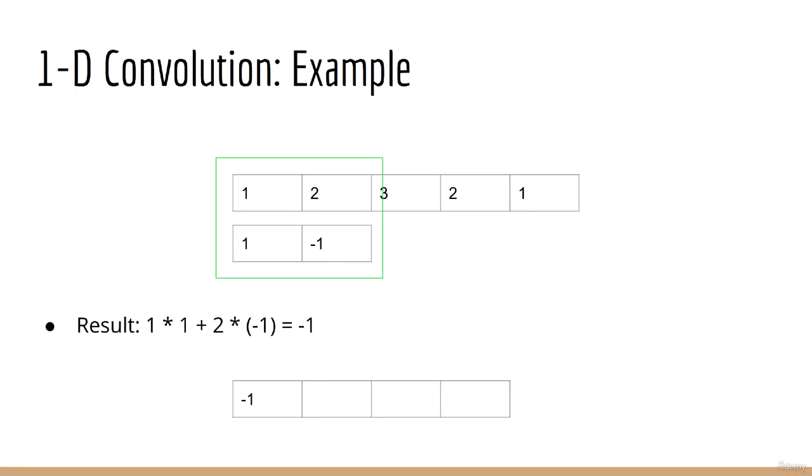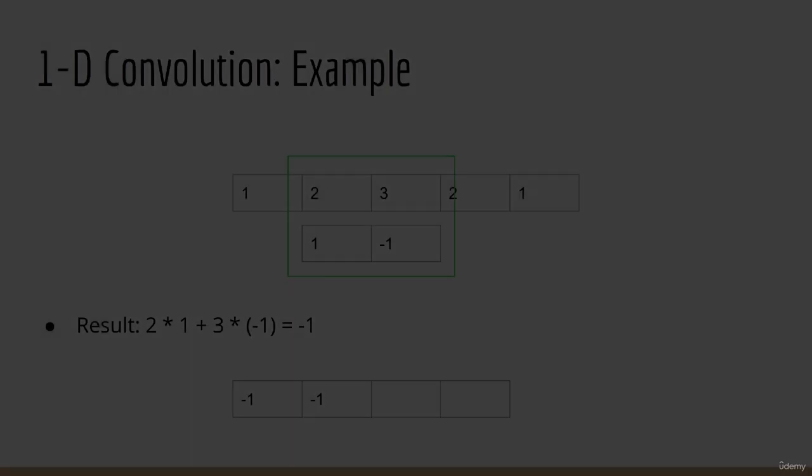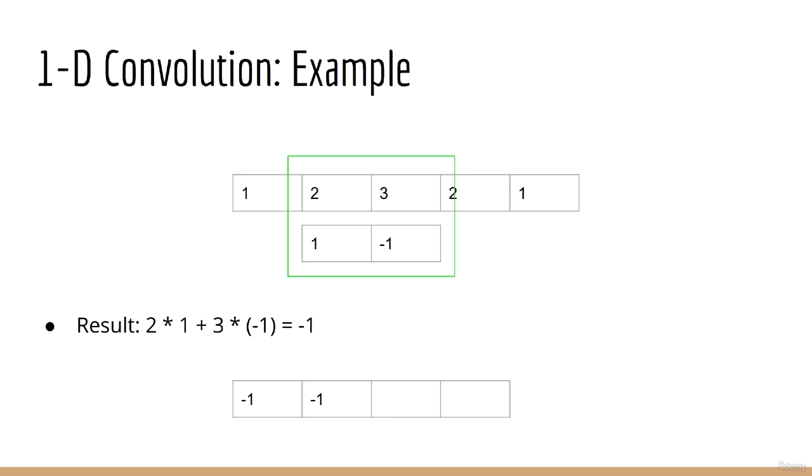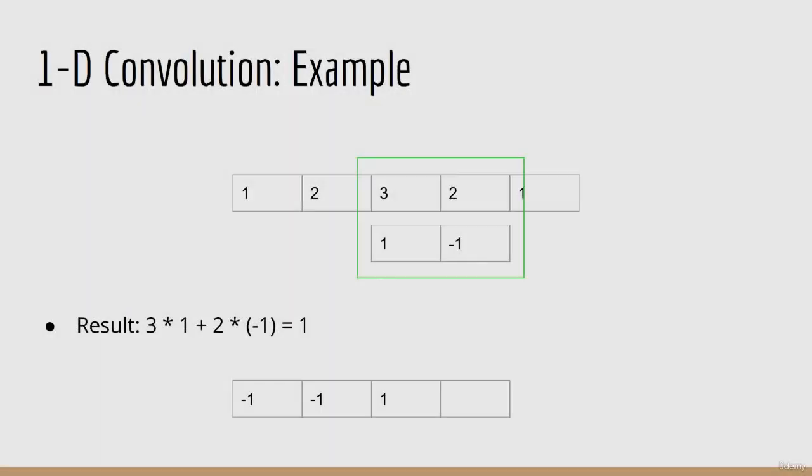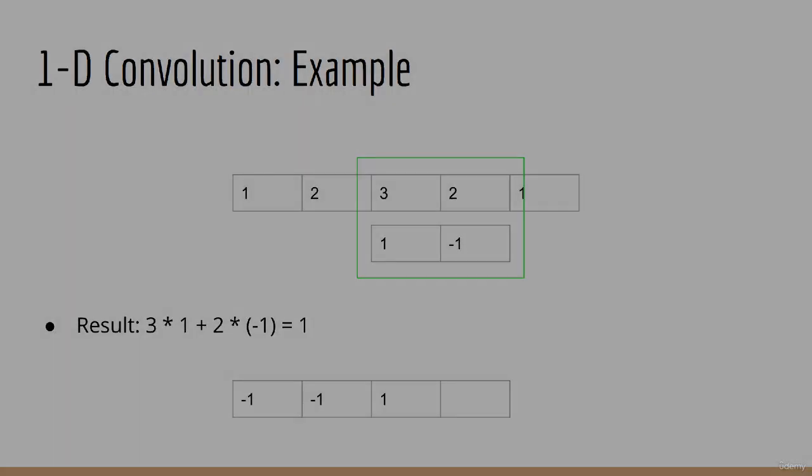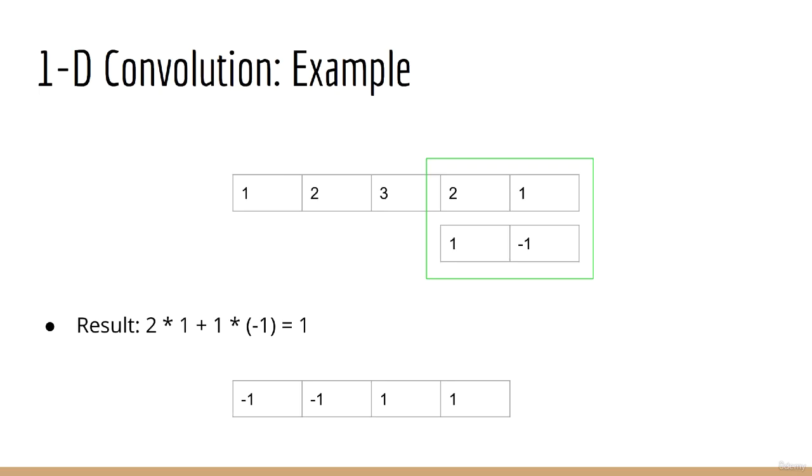Okay, so here's what we get. At the first position, we have 1 times 1 plus 2 times -1, which is -1. At the second position, we get 2 times 1 plus 3 times -1, which is -1. At the third position, we get 3 times 1 plus 2 times -1, which is 1. And at the fourth and final position, we get 2 times 1 plus 1 times -1, which is 1. So essentially, exactly what we would expect.